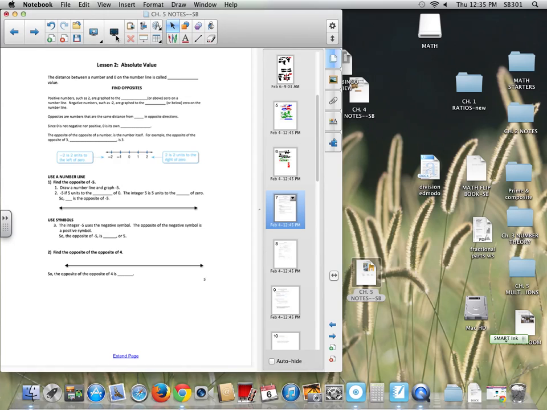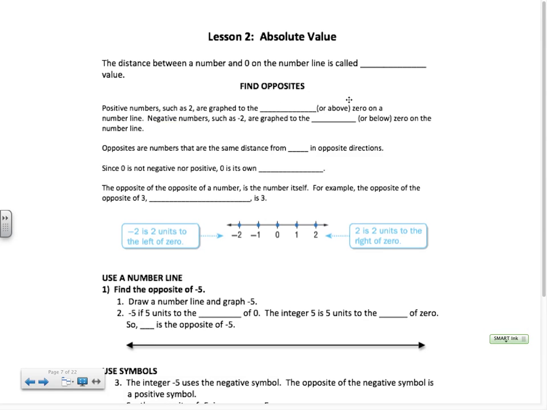I'm going to skip around a little bit in these notes, so pay close attention. Okay, a lot of this is review because we've talked about this in class. Lesson 2, absolute value. The distance between a number and 0 on the number line is called its absolute value. And let's recall what that symbol looks like. The absolute value of -7 is 7. We did that in class, and we'll talk about what that means in a moment.